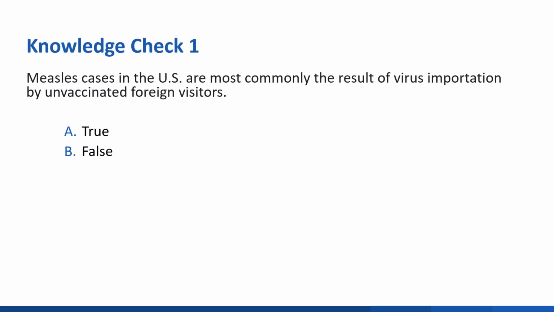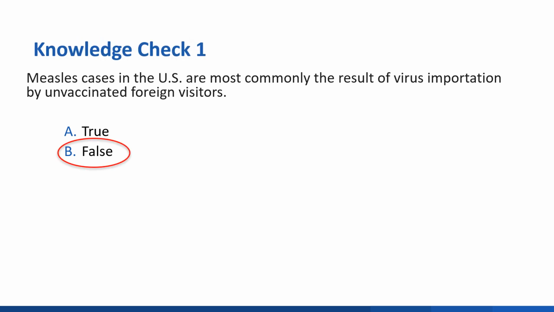So for our first knowledge check, measles cases in the U.S. are most commonly the result of virus importation by unvaccinated foreign visitors. True or false? And the answer is B, that's false. Most importations are related to unvaccinated residents who travel abroad and return home with measles.